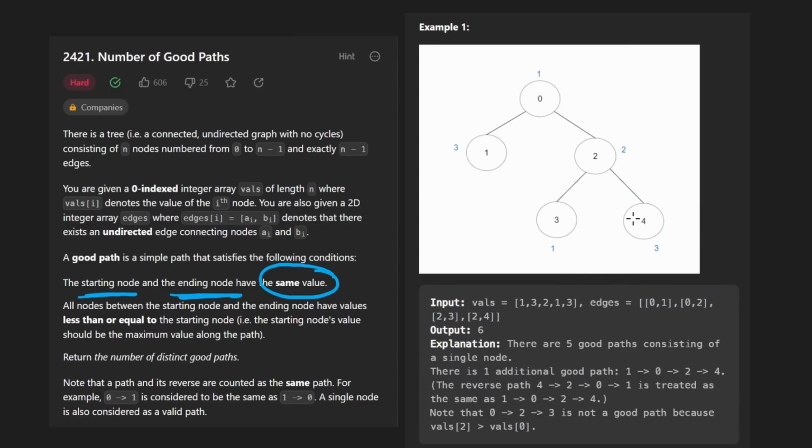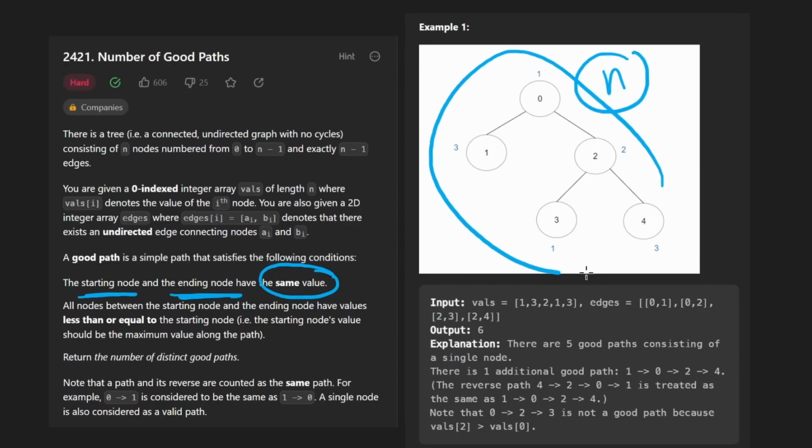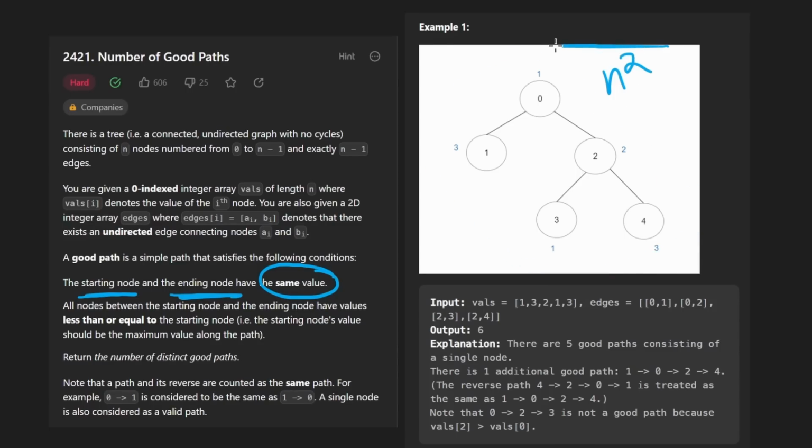So what we're realizing is we're going to have to run BFS starting from every single node. In the worst case, BFS is an n-time algorithm where we have to iterate over every node in the graph, and we have to do it n times, so that's obviously going to be n squared. It's not a bad solution, but we can do better.